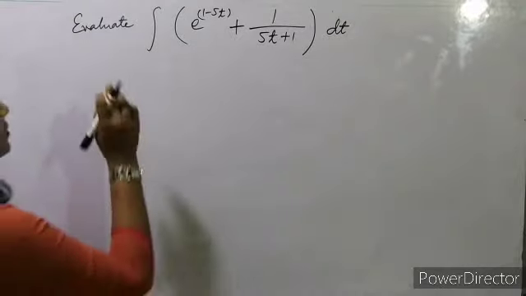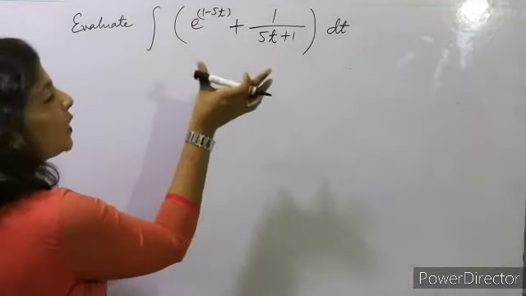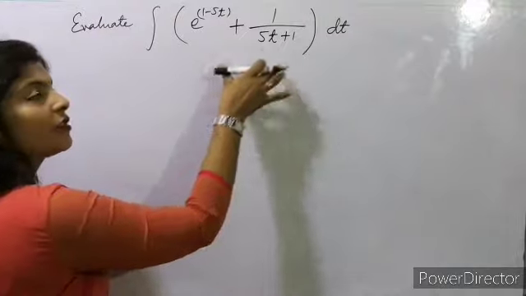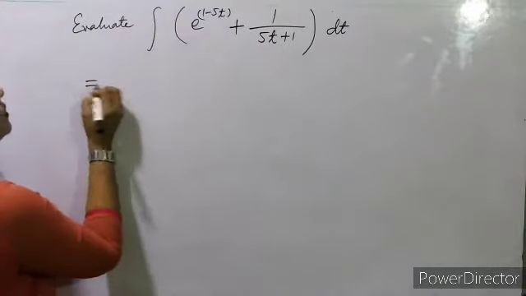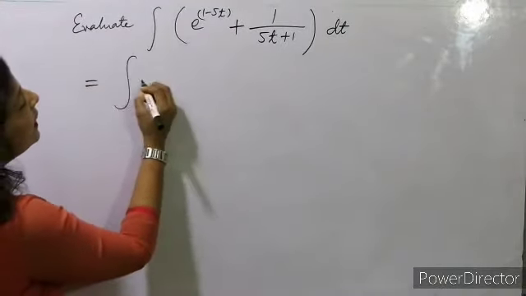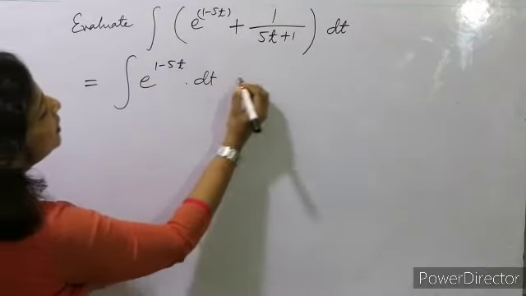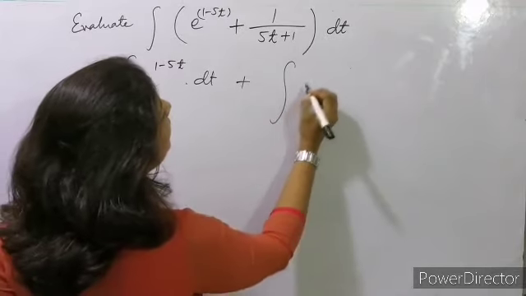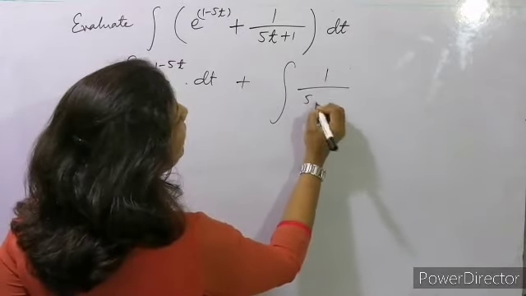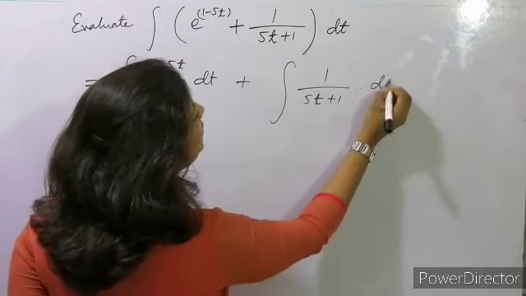Okay, so we have another question. We have to find out the value of this one, where we have to find the integral of this function with respect to t. So first of all we'll break this: integral of e to the power 1 minus 5t with respect to t plus integral of 1 upon 5t plus 1 with respect to t.